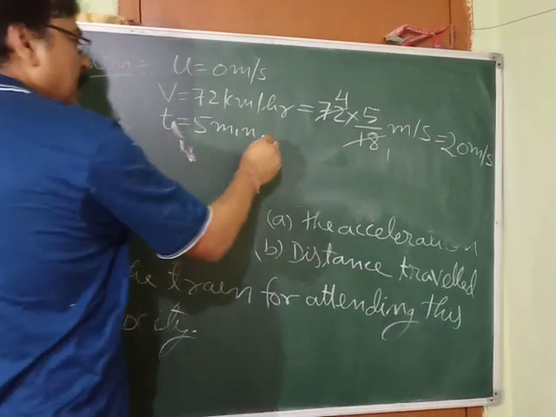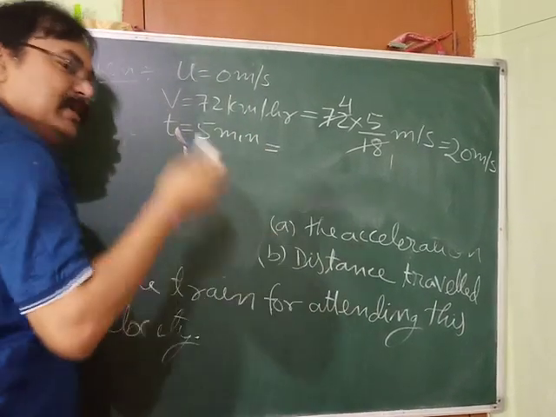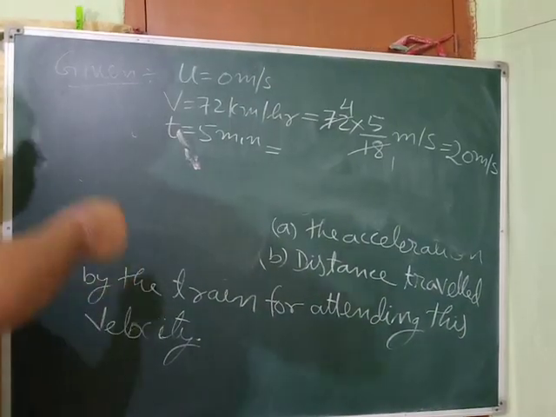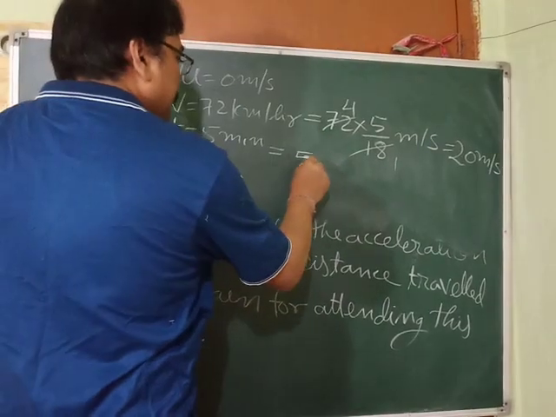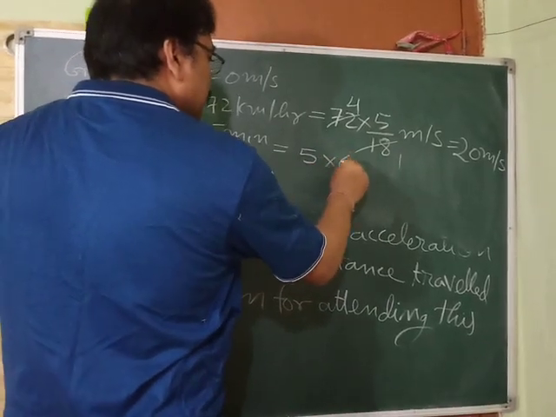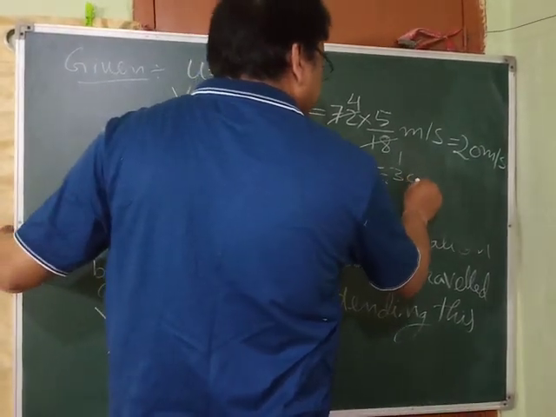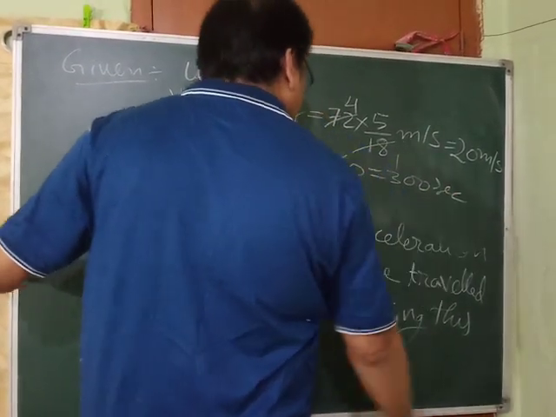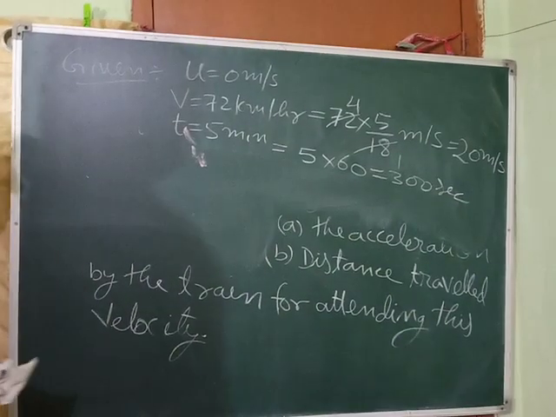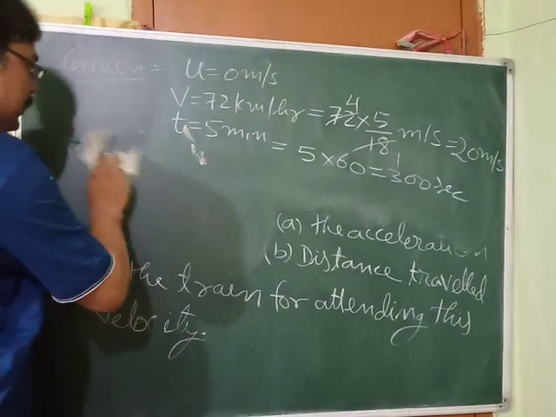Time is 5 minutes. How can you convert into seconds? Because second is the SI unit, minute is not an SI unit. So 5 into 60. So what you will get? 300 seconds. Okay. We have to find out acceleration and distance traveled. Very nice.